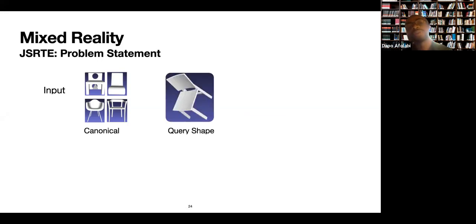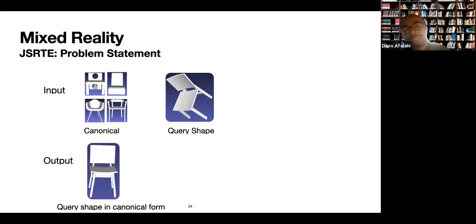And now someone's going to give us a query shape that isn't necessarily in our data set. What we want to do is estimate this query shape. We want to find it in its canonical form relative to our data set, as well as the similarity transformation. So there's a scale, rotation, and translation to convert it from this canonical form to the query shape we're interested in.